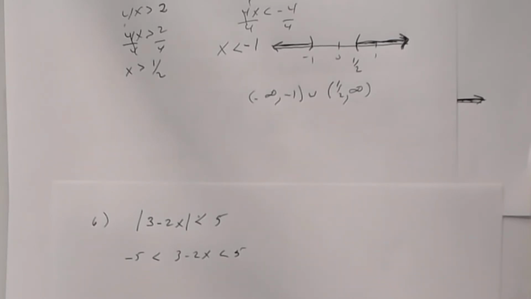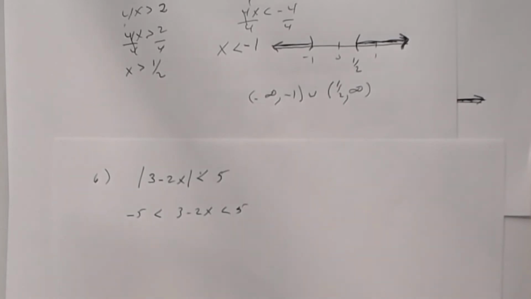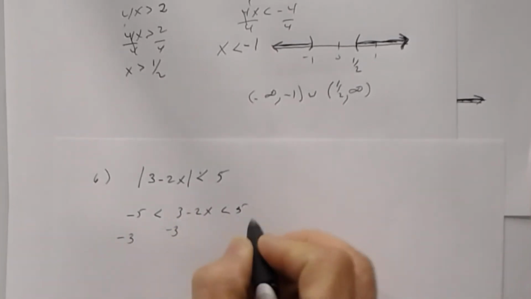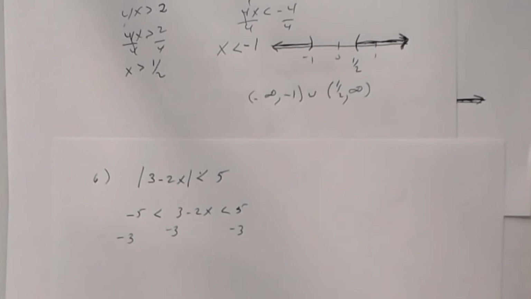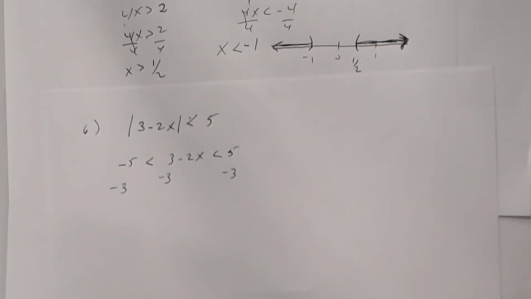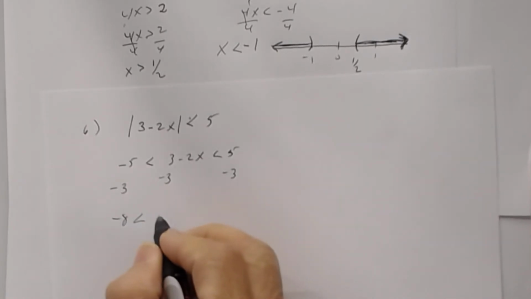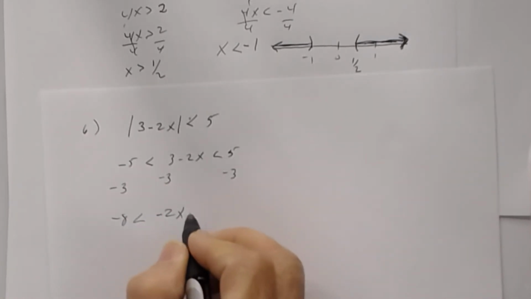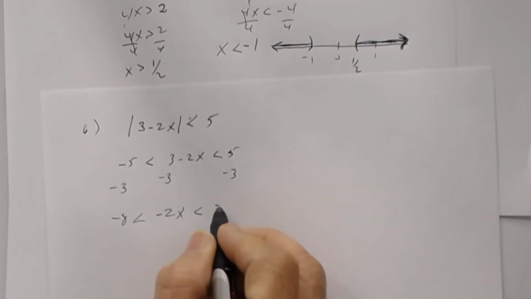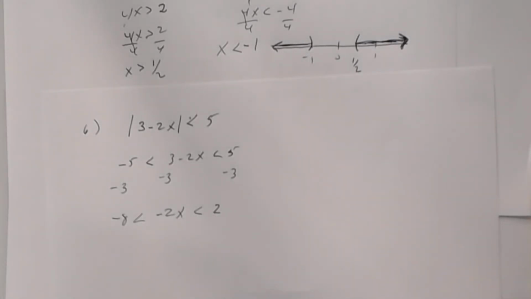So what's the next step? Subtract 3 from all parts, just like this, and then combine your like terms. Negative 5 and negative 3. Negative 8 is less than negative 2x, which is less than 2. Remember yesterday towards the end of the period, I think it was the very last one we did, someone asked, well, what if there's a negative in the middle? Remember we did one like that yesterday? So that's what we're at right now.